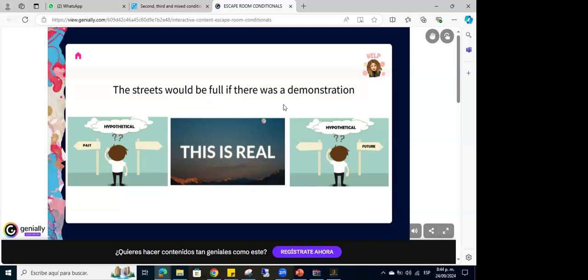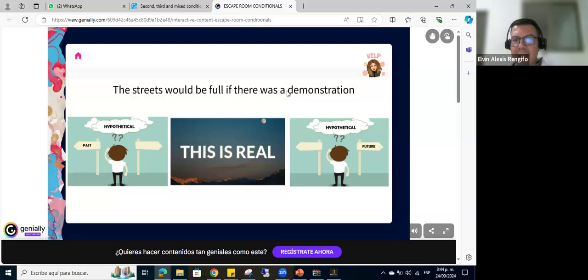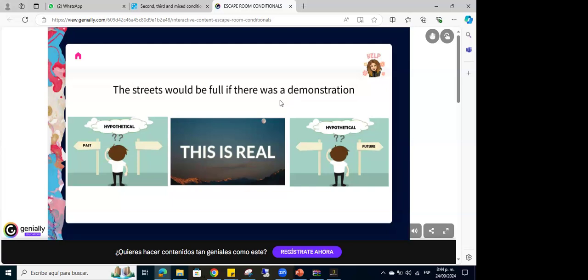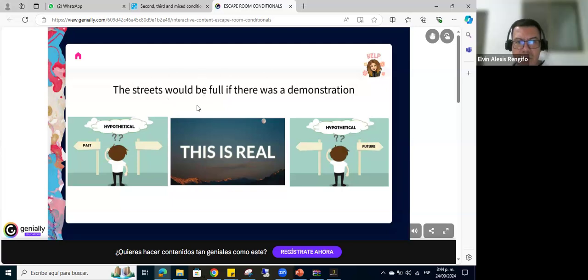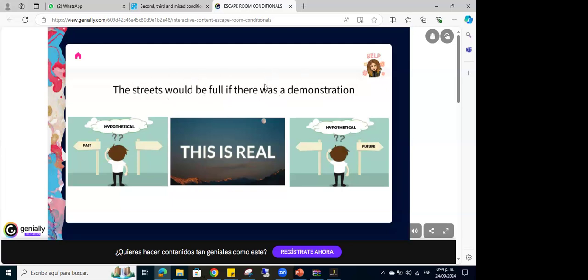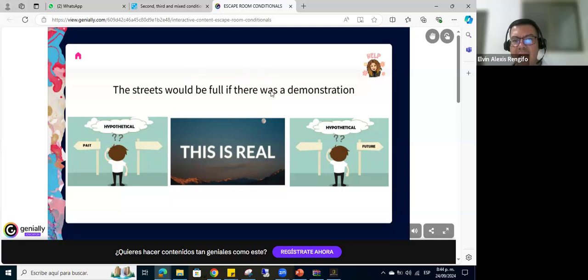Demonstration. What is that? Demonstración, protesta. Real? No, people, this is hypothetical future because you have would and the past. Okay, would and past. And over here, I would change was for were. I would say the streets would be full if there were a demonstration. But that's hypothetical future.